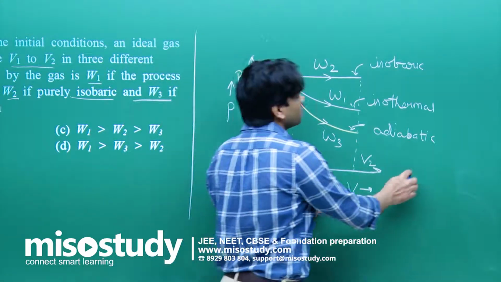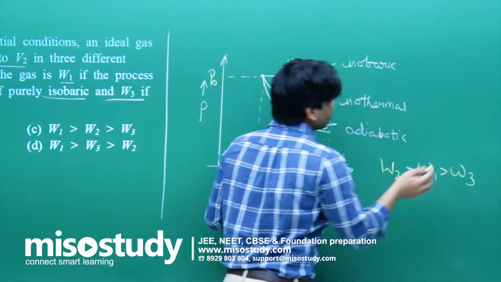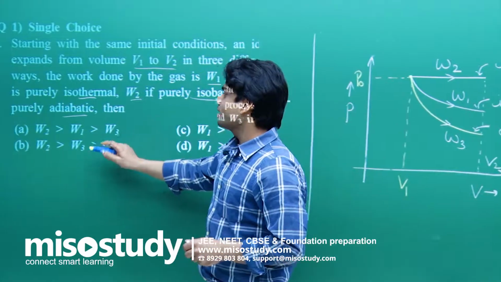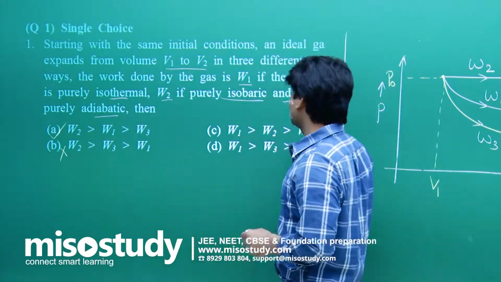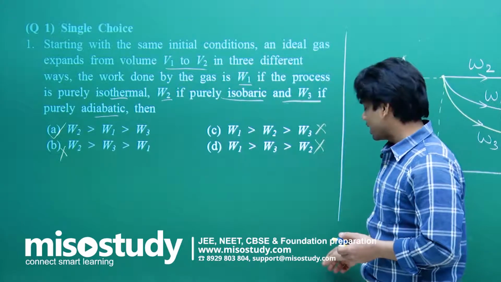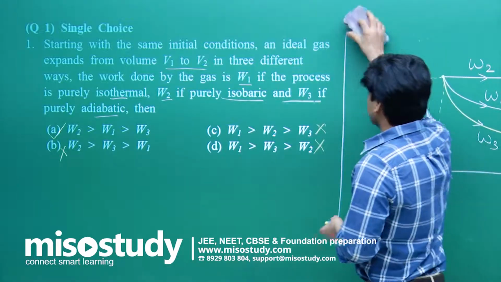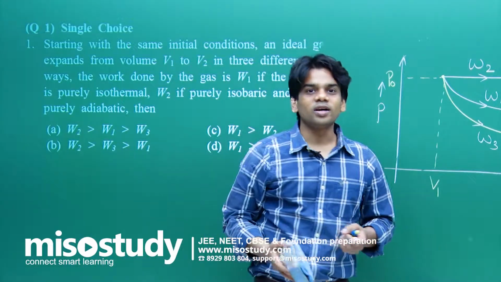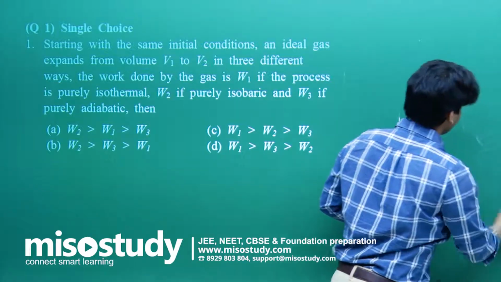So W2 is maximum, then we have W1 and then we have W3. W2 is greater than W1 is greater than W3. First one, option A, matches the right answer. Next, B will be incorrect. C, W1 is max, no. D, W1 is max, no. Maximum is W2, that is what we are getting. This is the way we can get the relation between the three work done in the three kinds of process.